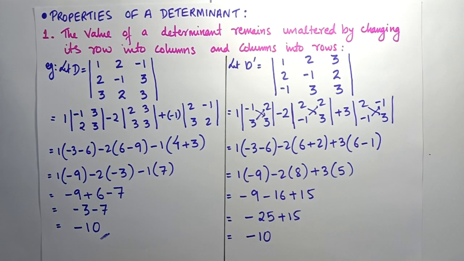So this property says that if you change rows to columns or columns to rows, the value will remain unaltered.